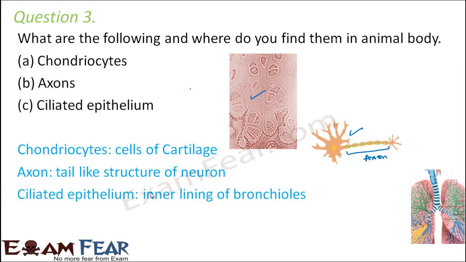Ciliated epithelium is seen in the inner lining of bronchioles, so we can see them in the respiratory tract, where the inner linings are ciliated, that is, epithelium with cilia. So they help to trap the foreign dust particles.